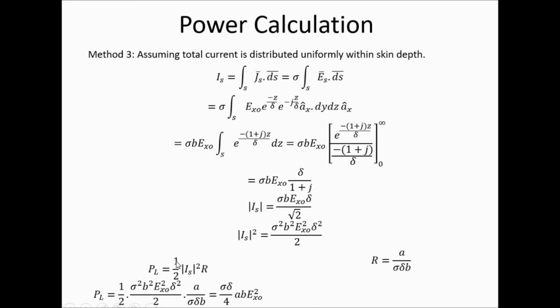Now we use the formula half I squared times R, where R is the resistance of the system. We can find the resistance using the skin depth: R is the length over the conductivity times the cross-sectional area. Here a is the length, and delta times b is the cross-sectional area with respect to the skin depth delta. Now substituting the R value, we can find the power loss.